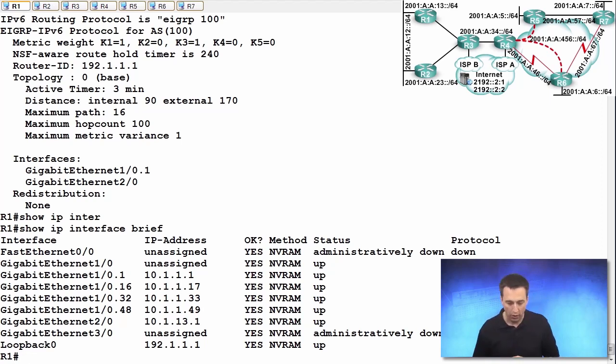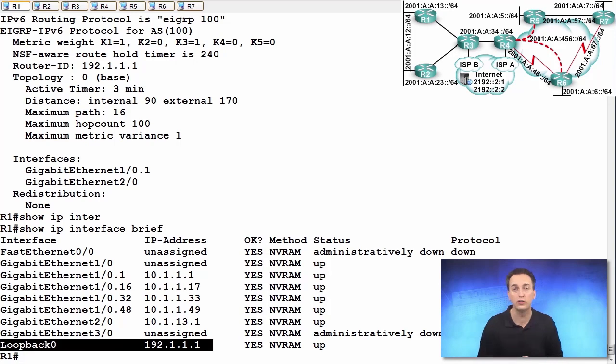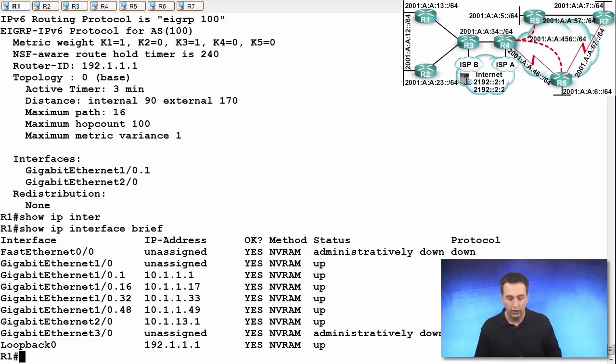Well, in this case, we have how many? We have 1, 2, 3, 4, 5, 6. So how did it choose this one? Well, it first looks for loopback interfaces, and it found one. Now, if there were 2 or 3 or 4 or 5 loopback interfaces on this router, it would then look at all of those loopback interfaces and choose the one with the highest IP address. Well, in this case, since there's only one, loopback 0, it utilized this IP address as its router ID.